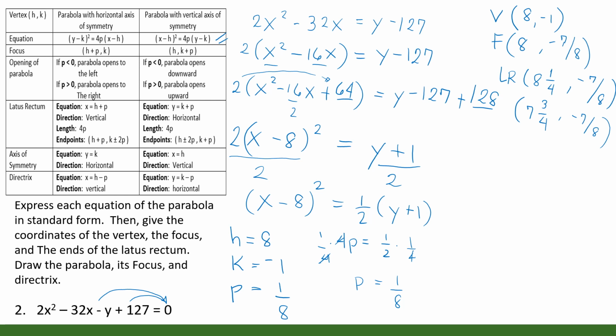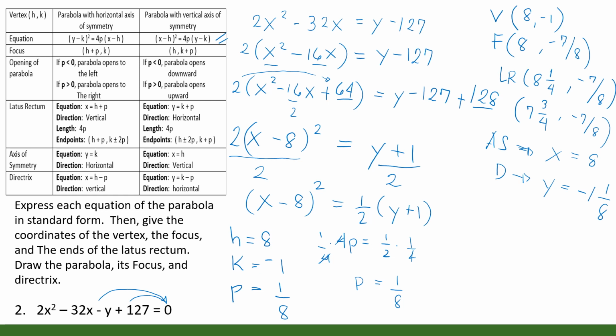And then the axis of symmetry, x equals h, meaning our axis of symmetry is x equals 8. And then the directrix, we have y equals k minus p. So negative 1 minus 1/8 is negative 1 1/8.